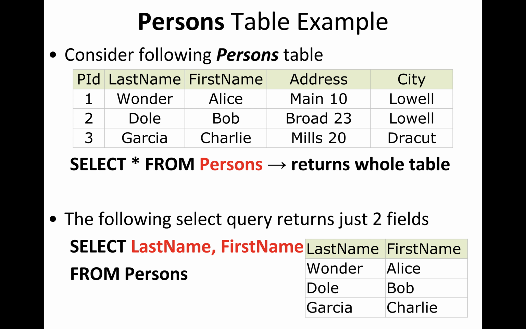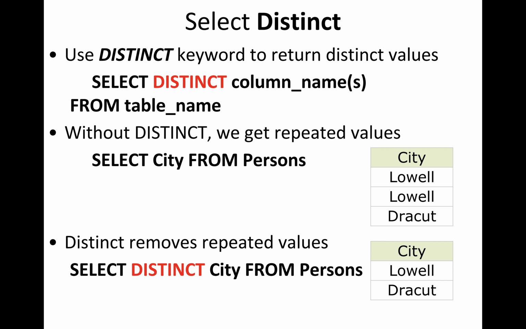Here, if you're saying select star from persons, since it's all the fields that you're asking for, and we have no where clause, we have no predicate, it would return all the records in the table, right, the whole table. Here, it returns only a subset of the fields, so it's filtering horizontally only the fields that you care about, but all the records.